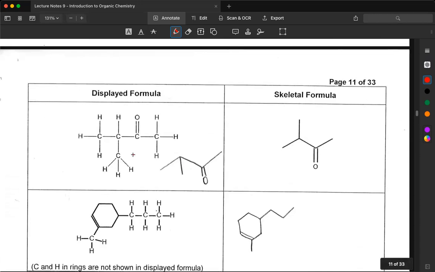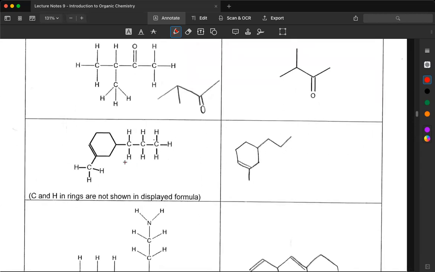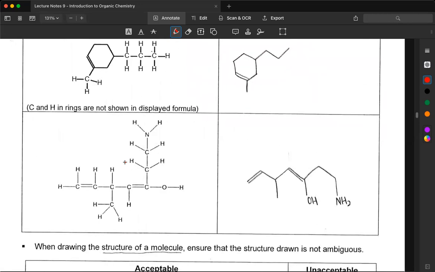More examples for reference. And more. And more. You see, for OH and NH2, you have to write it down. Okay, this is only for C and H. The ones that you don't have to write are C and H, but the rest of the heteroatoms, not C and H, you must represent in the skeletal formula.